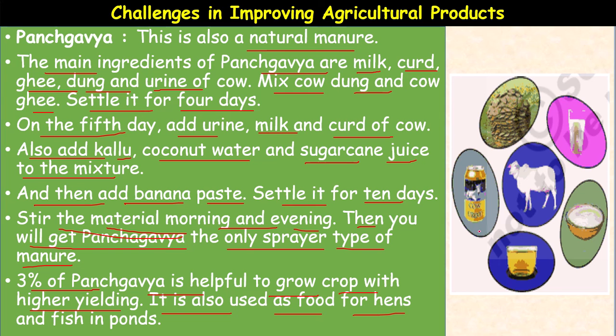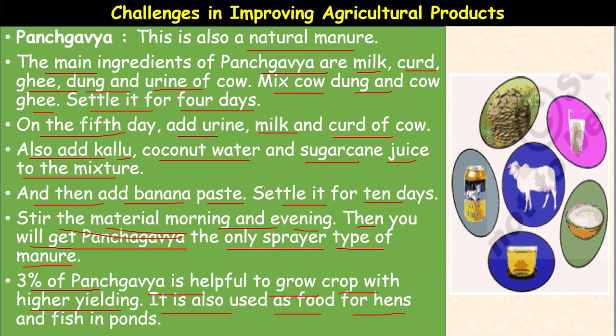Cow milk, cow ghee, cow dung, urine. These are all the ingredients which can be used in the production of Panchagavya. This is the method to be followed.